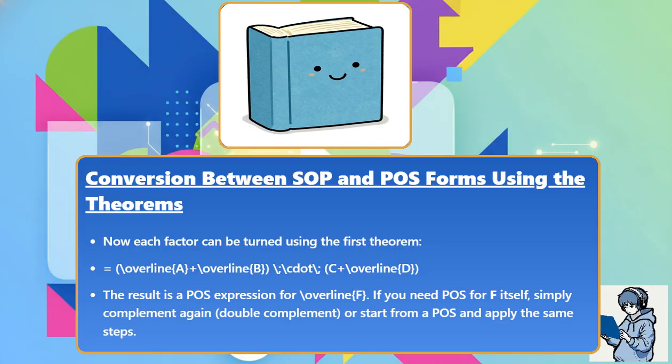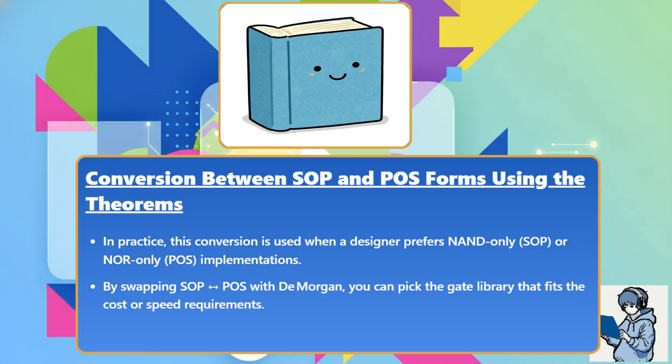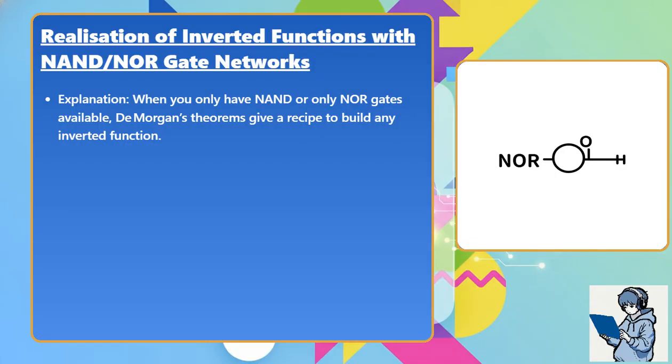If you need a POS for f itself, simply complement again, a double complement, or start from a POS and apply the same steps. In practice, this conversion is used when a designer prefers NAND-only, SOP, or NOR-only, POS implementations. By swapping SOP and POS with De Morgan, you can pick the gate library that fits the cost or speed requirements. When you only have NAND or only NOR gates available, De Morgan's theorems give a recipe to build any inverted function.